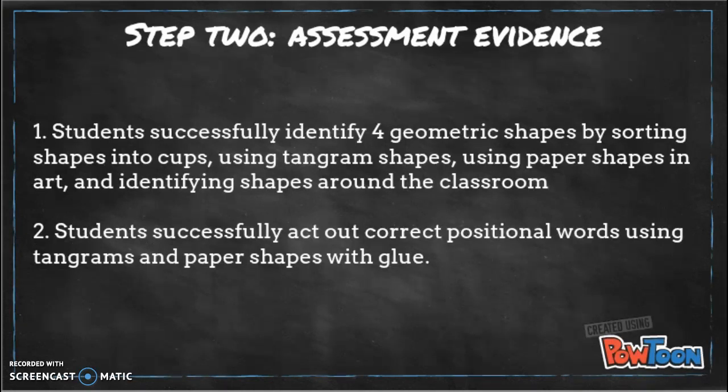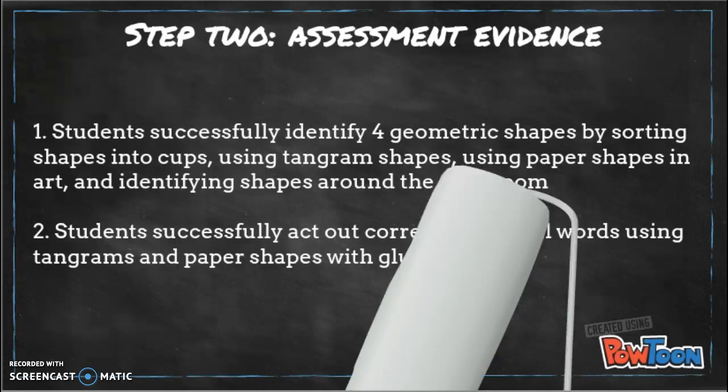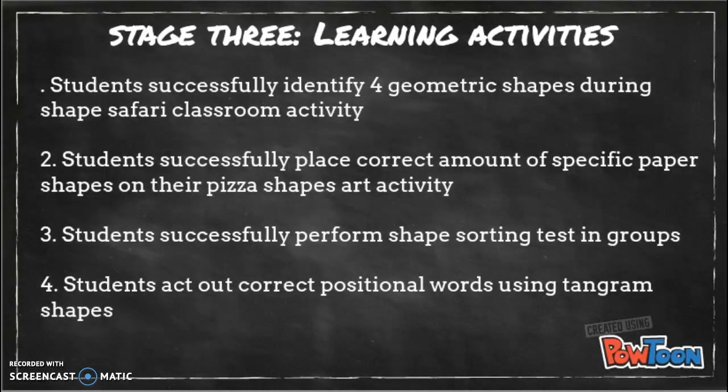Students should be able to identify 4 geometric shapes by sorting shapes into cups, using tangram shapes and paper shapes, as well as identifying shapes around the room. They should also be able to act out correct positional words, using tangrams and paper shapes with glue. These are the 4 activities we will use for the geometry lesson.